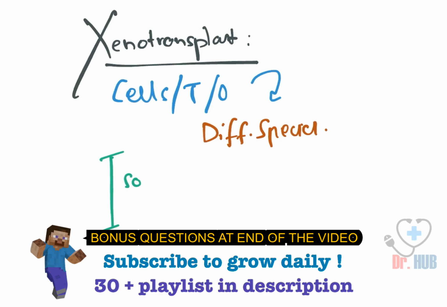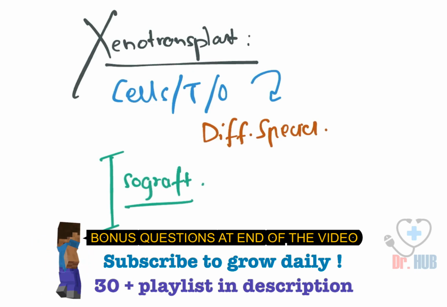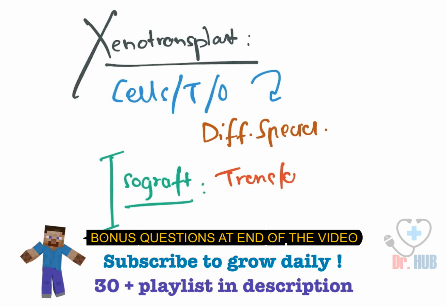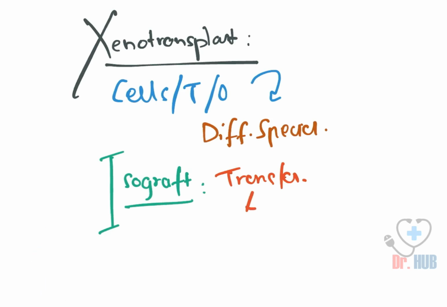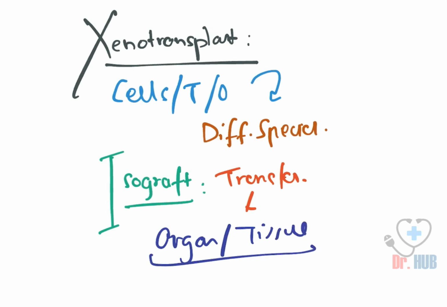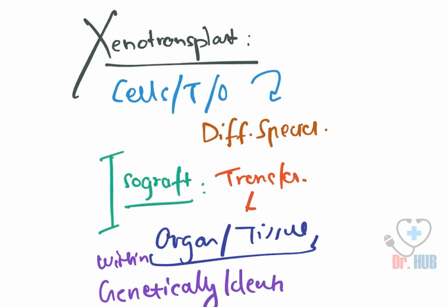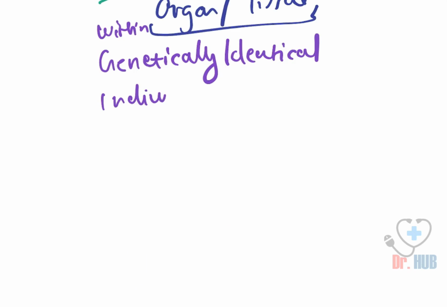Lastly, we will look at the isograft. Under the isograft, there's transfer of the organ or the tissue, and this occurs within genetically identical individuals. Example, identical twins.